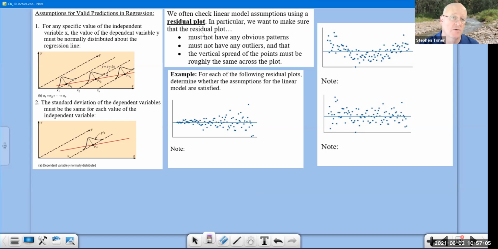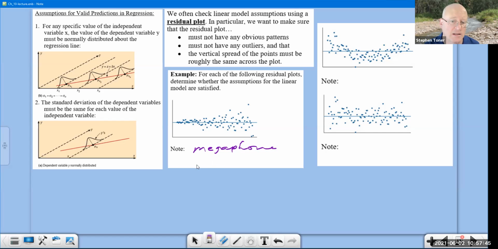we really want to look for what's called a residual plot. In particular, we want to make sure that there are no obvious patterns in it. We must not have any outliers, and the vertical spread must be roughly the same across the plot. I've got a few different residual plots here, and for each, we determine whether the assumptions are satisfied. Here we have what's called a megaphone effect, where the points are closely clustered on the left end, but then spread out over to the right.